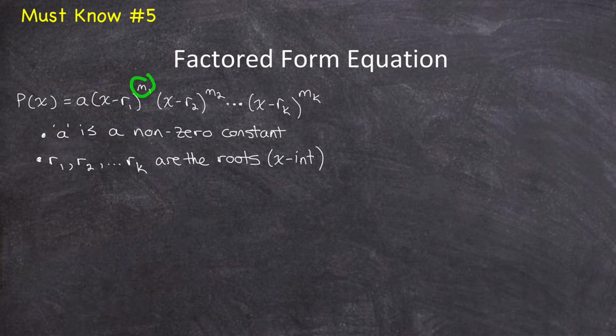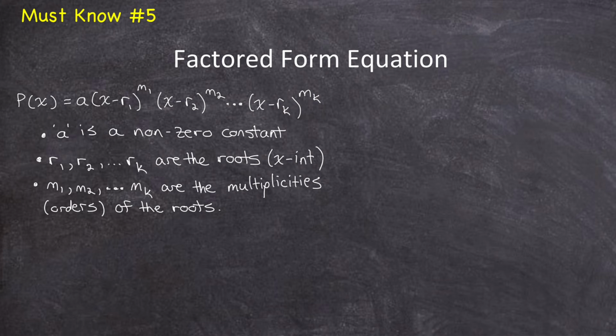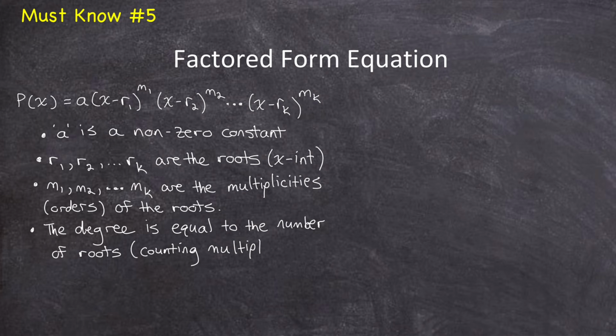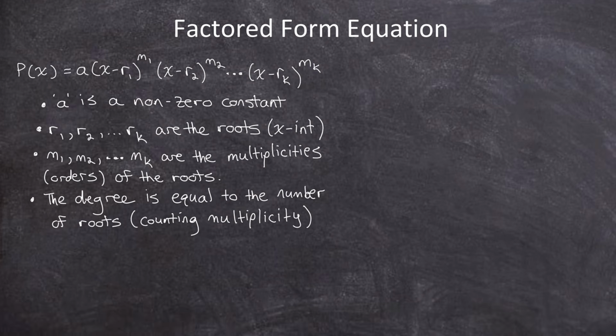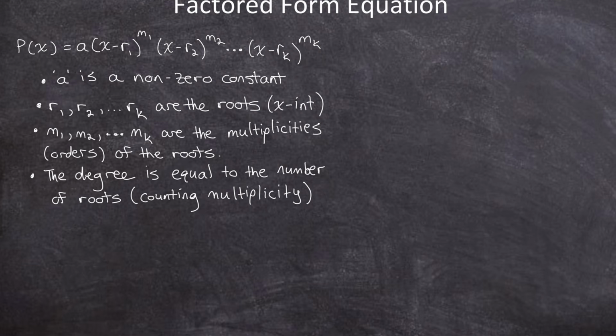The exponents that we see on the factors that contain an x are the multiplicities, or the orders, of the roots. So basically these exponents are just a way of describing how many times the root of that factor is repeated. And the degree of a factored form polynomial function is equal to the number of roots or number of zeros the equation has, counting their multiplicities. So let me give you a couple quick examples of that to make sure you understand it.